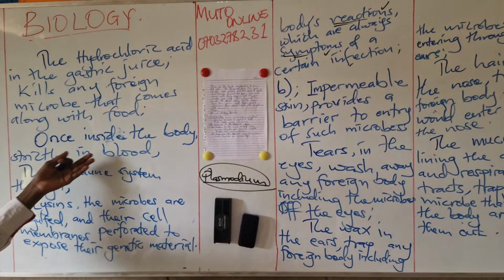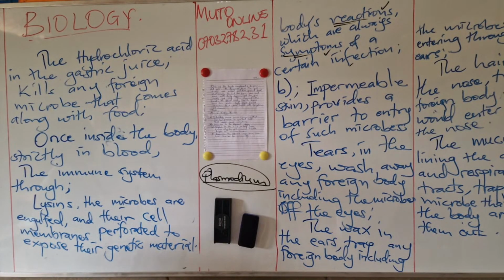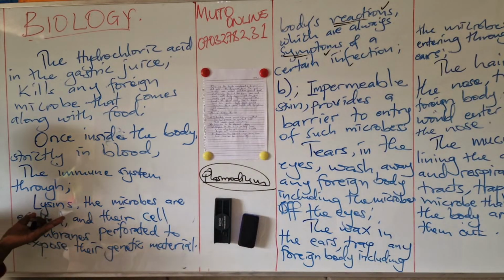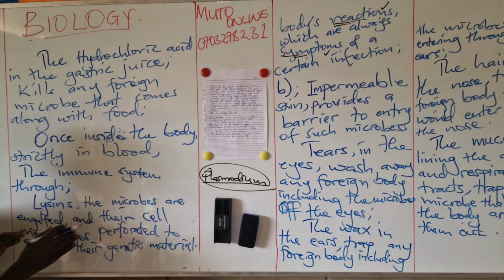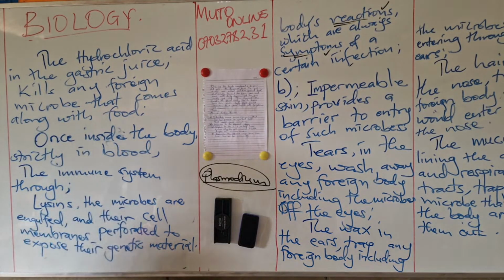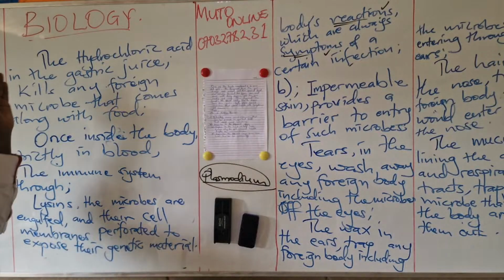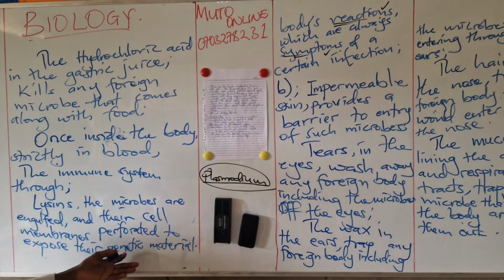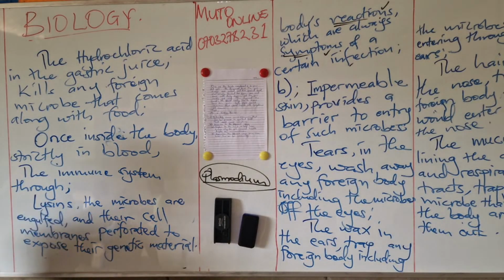Once these microorganisms are inside the body, the white blood cells we call lysins engulf them. They surround them, and when they surround them, they make holes in the membranes of these bacteria, amoeba and fungi, to expose the genetic material, to destroy or kill them. And this is known as lysination.